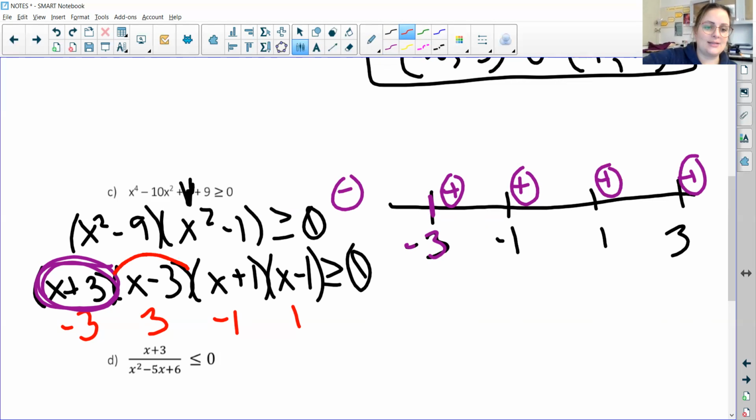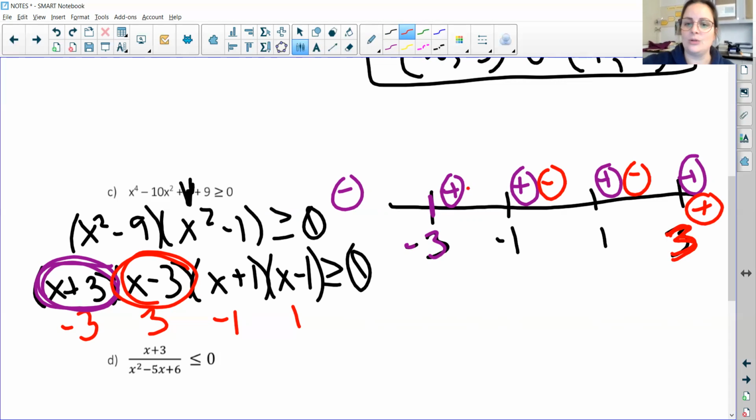Let's look at this second factor, x minus 3. That means the root is 3. So if x equals 3, this factor that I've circled in red will equal 0. If x is larger than 3, this red factor will be positive. If it's less than 3, this factor will be negative. So below this 3, this factor in red will be negative.